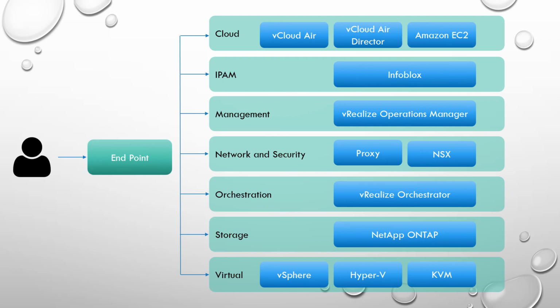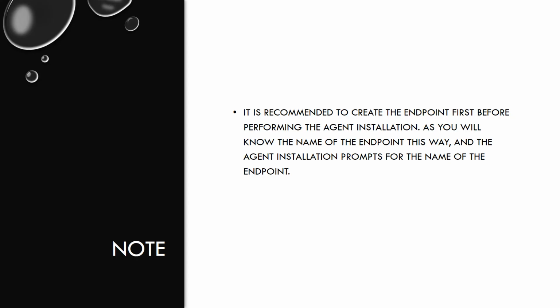Connecting vRealize Automation to multiple vCenter Server instances requires an endpoint for each instance as well as an agent associated with each of them. You can configure additional endpoint types in vRealize Orchestrator and use them with supported endpoint types in vRealize Automation. You can also import and export endpoints programmatically. A little note for you over here. It is recommended to create the endpoint first before performing the agent installation, as you will know the name of the endpoint this way, and the agent installation prompts for the name of the endpoint.